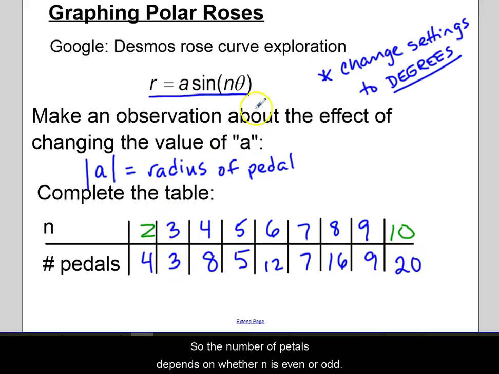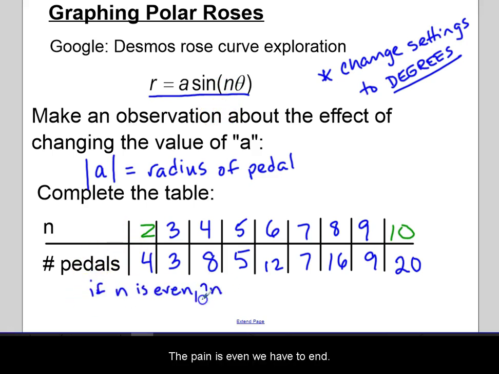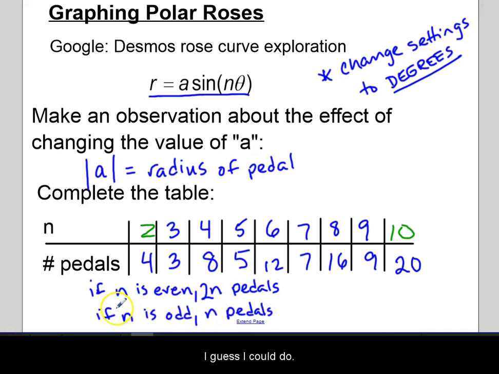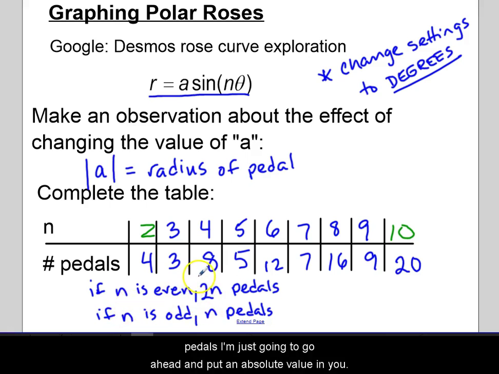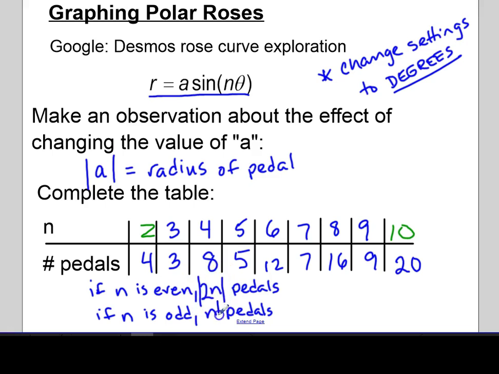Okay, so the number of petals depends on whether n is even or odd. So if n is even, we have 2n petals. If n is odd, we have just n petals. Okay, and I guess I could do the absolute value here because we don't have negative petals. I'm just going to go ahead and put an absolute value in here. Probably a little more precise.